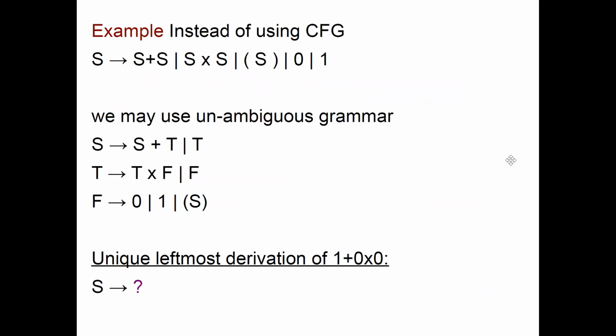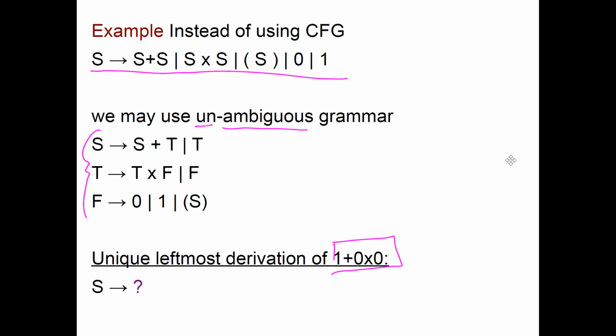Well, how do we fix that? Instead of using this context-free grammar here, which is ambiguous, we are going to use another context-free grammar which derives the same language, but is unambiguous. And here is the grammar. We can generate the same things, but it is now unambiguous. And now this string here would have a unique leftmost derivation.